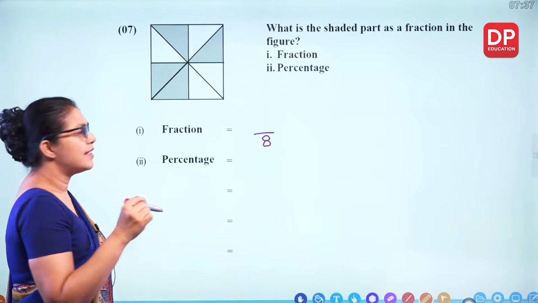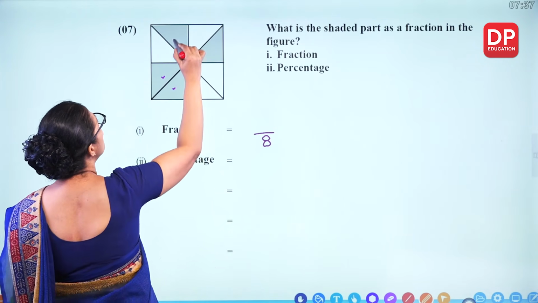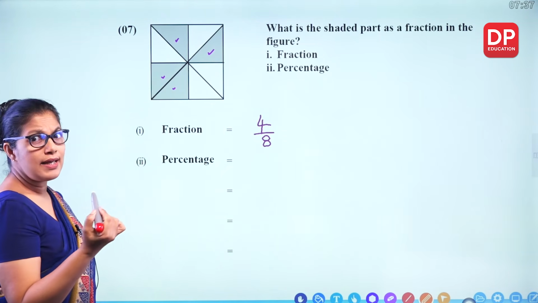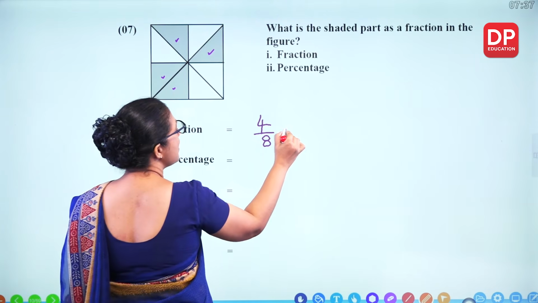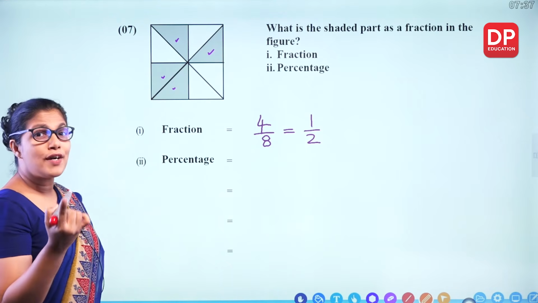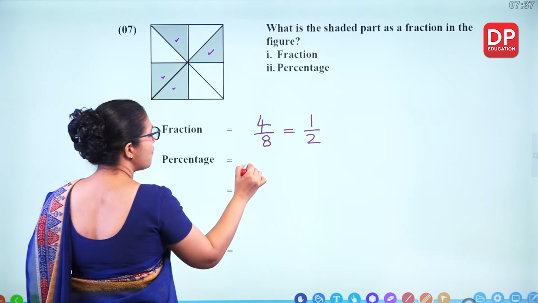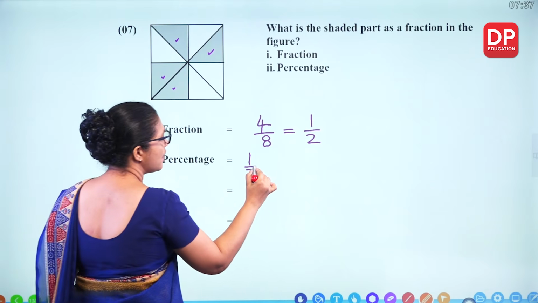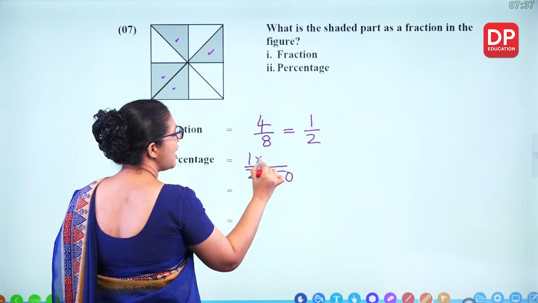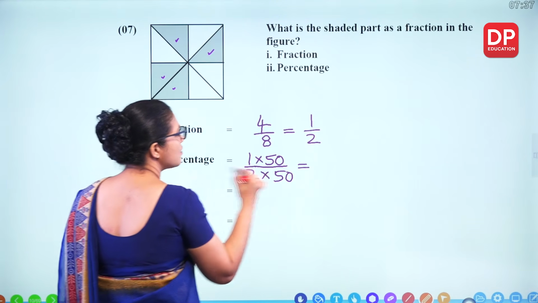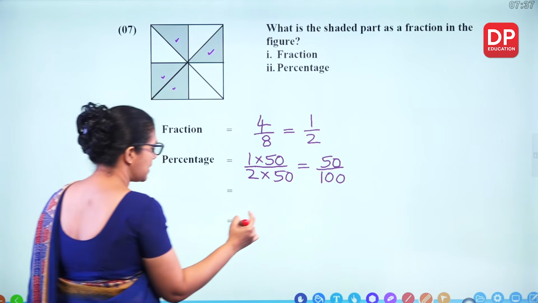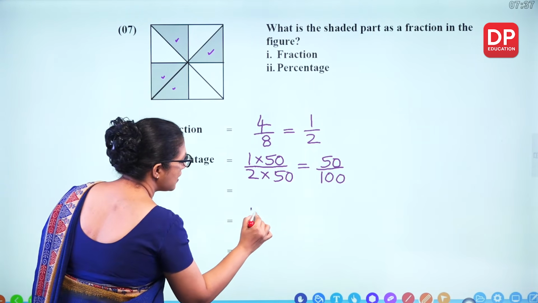How many parts shaded? 1, 2, 3, 4. 4 parts shaded. So 4 over 8. You can simplify. Divide both the numerator and the denominator by 4. 1 over 2. How do you convert to a percentage? So half is there as a fraction. So convert the denominator to 100. 2 times 50. You do the same thing to the numerator. So you get 50 over 100. As a percentage, you can write 50%.